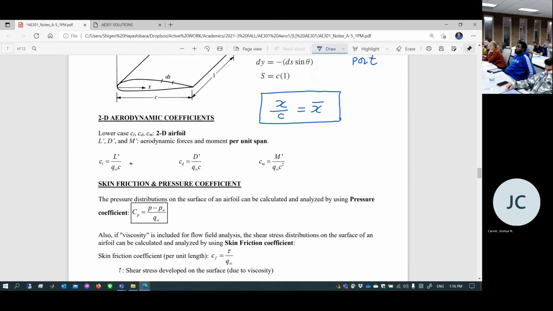So be careful about lowercase and uppercase difference. Lowercase is 2D airfoil, and then lift is all per unit span. This is a unit span. Okay.